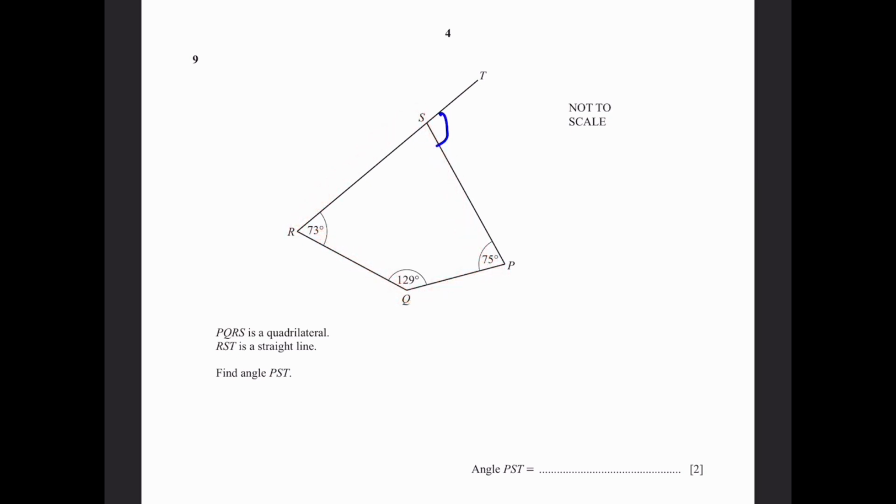We know that PQRS is a quadrilateral, and the angles in a quadrilateral add up to 360 degrees. Therefore, angle RSP plus these three angles is equal to 360 degrees. And angle RSP will be 360 minus these three angles, which are 73, 129, and 75 degrees respectively. That's equal to, if you calculate it correctly, 83 degrees.